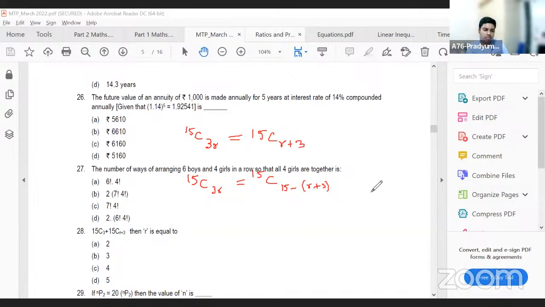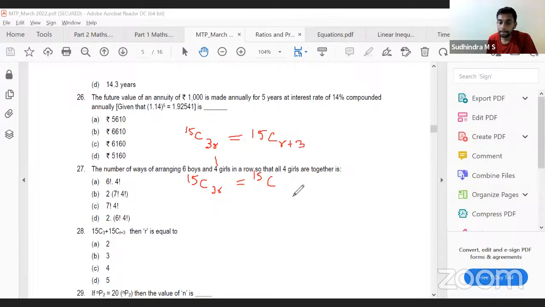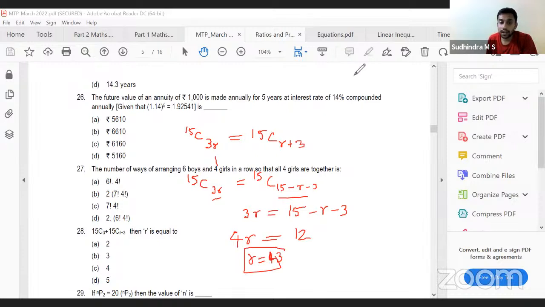Correct? Yes, sir. So 15C3R is equal to 15C(15 minus R minus 3). So can I say 3R is equal to 15 minus R minus 3? This can be equated. Then 3R, I'll send it this side. 4R will be equal to 12, that is 15 minus 3. So R equals 3, which is 12 divided by 4.